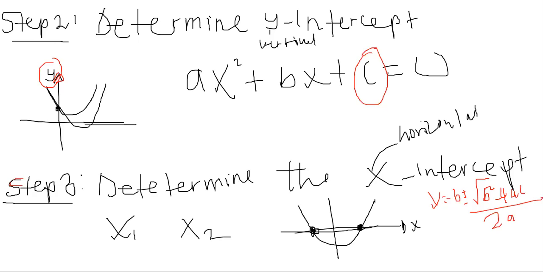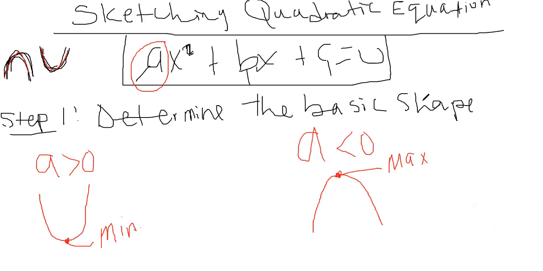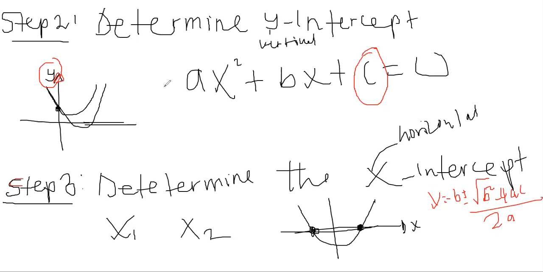So these are the 3 steps that you need to do. Determine the basic shape. How do you know the basic shape? You look at the sign of a. Then you have a visualization, whether it will be a maximum or minimum, a U shape. Then you determine the y-intercept or the vertical intercept, and the vertical intercept you don't need to calculate, it's always c. Here is where the work lies, which we have done already. We know how to calculate the x values.